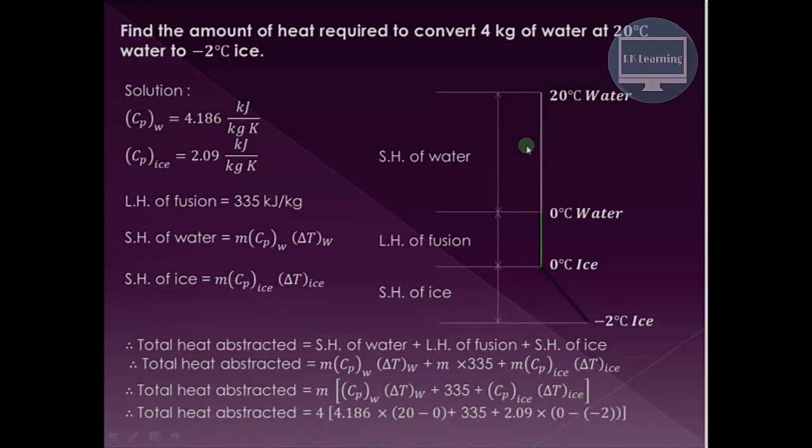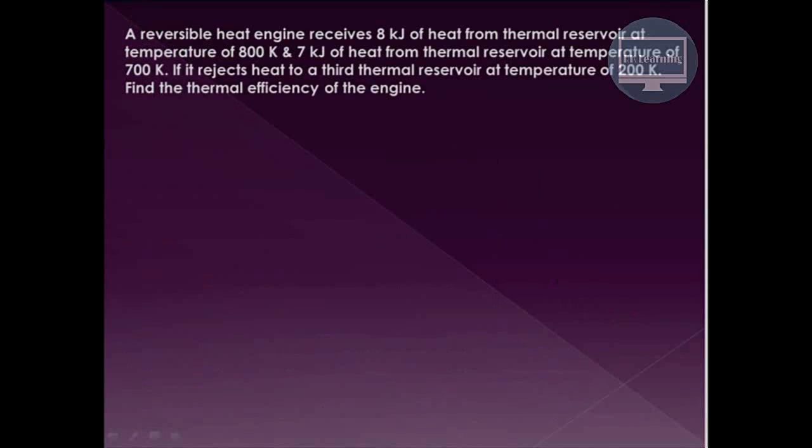So here the change in temperature of water will be 20 minus 0. For ice, the change in temperature will be 0 minus of minus 2, that is plus 2. So finally we'll get the answer as 1691.6 kJ per kg. So this will be the amount of heat that is required per kg to convert 20 degrees centigrade water into minus 2 degrees centigrade ice.